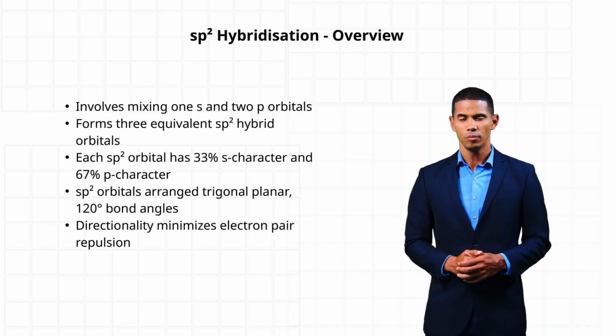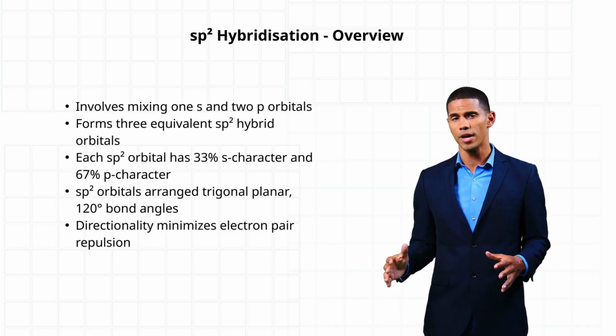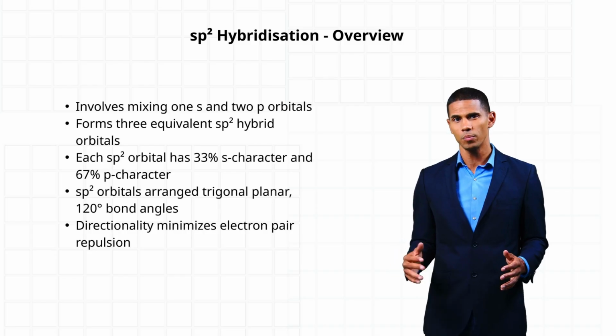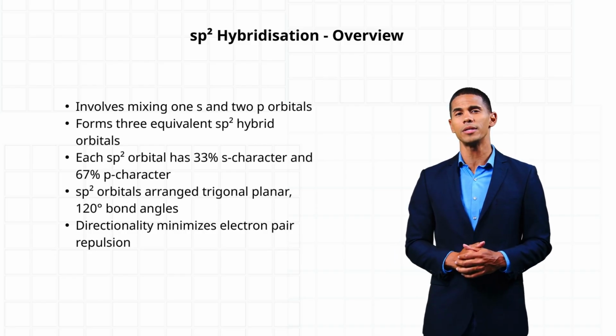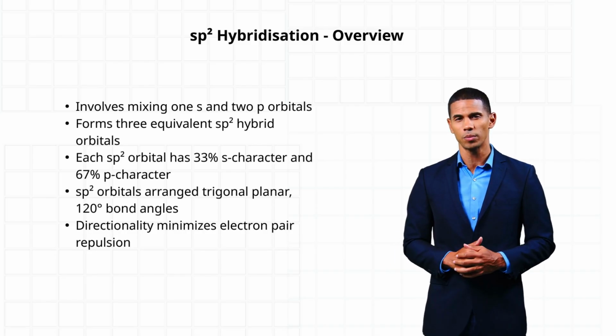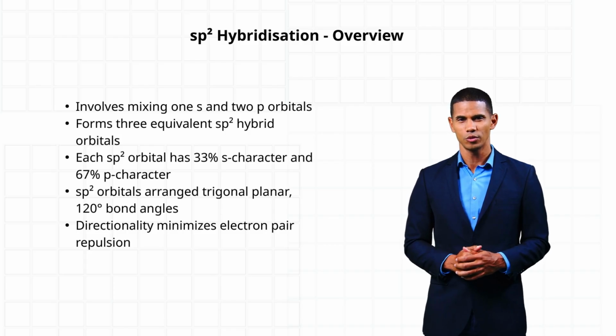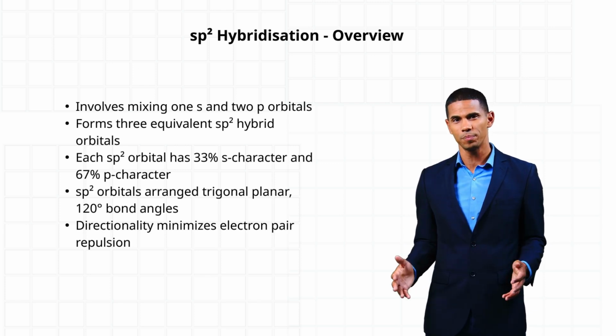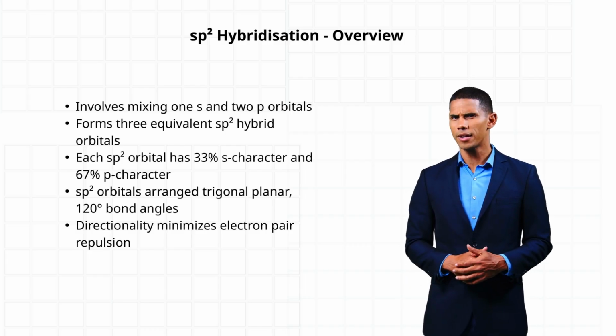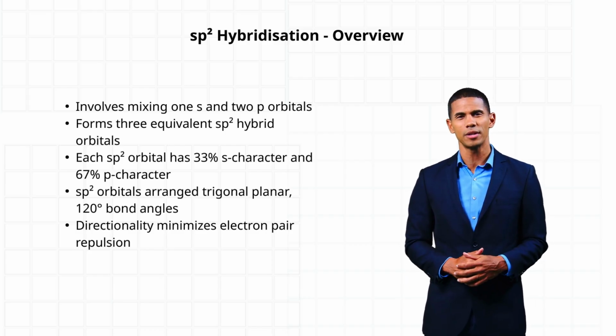Moving forward, let's explore sp² hybridization, pronounced sp2. Step 1. sp2 hybridization occurs when one s orbital mixes with two p orbitals, creating three equivalent hybrid orbitals. Each sp² hybrid orbital consists of about 33% s character and 67% p character, meaning the s contribution is less than in sp hybrid orbitals.